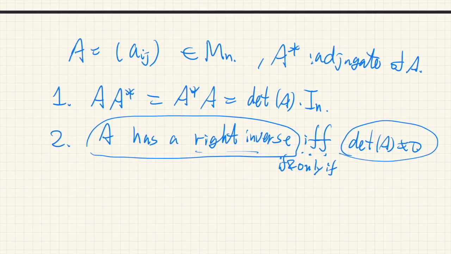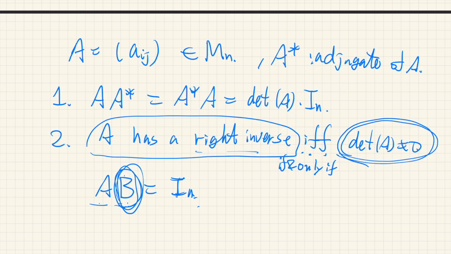By the way, right inverse means this. A and a right inverse, let's write it as B, is equal to this. So if A is given, and if B is some square matrix of the same size, and if you multiply A by B from the right, then the result is the identity matrix. In this case, it's n-dimensional. So in that case, B is said to be a right inverse of A. Okay, so there exists such a B if and only if the determinant of A is non-zero.